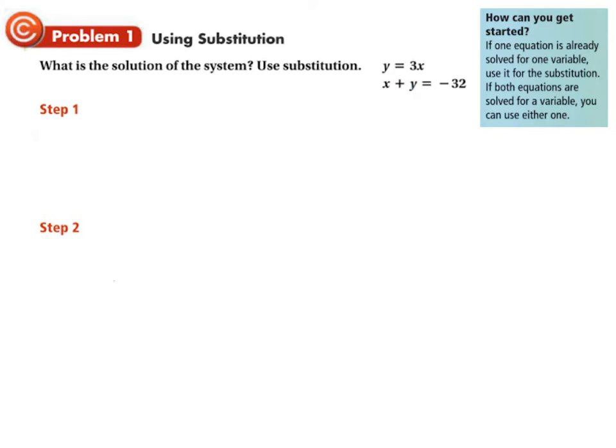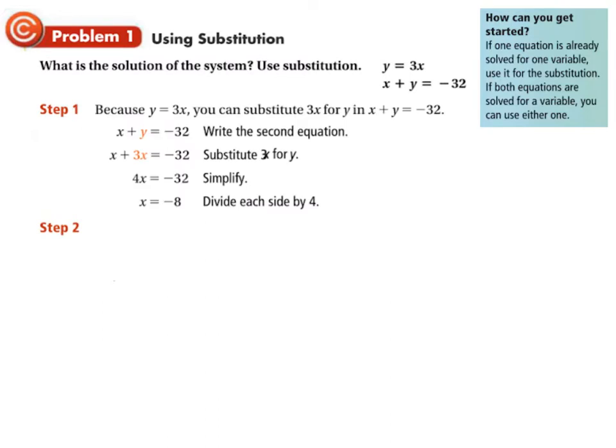So, take a look what this looks like. Because y equals 3x, you can substitute 3x for y, they're equal amounts, into this. So if you had x plus y equals negative 32, the other equation, okay, we can take y and replace it with 3x. Yep, now you just have x's. 4x is equal to negative 32, and you can find out what x is. Now we know that x is equal to the value negative 8.